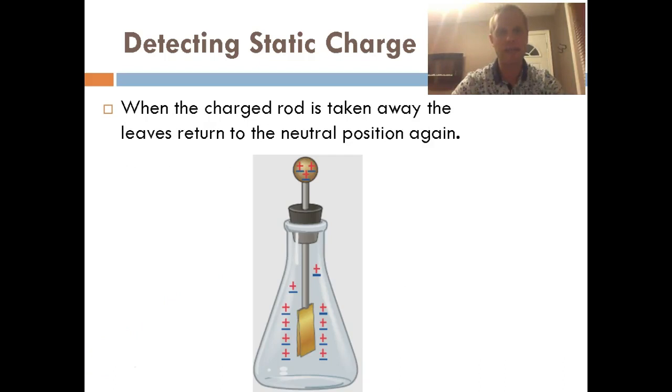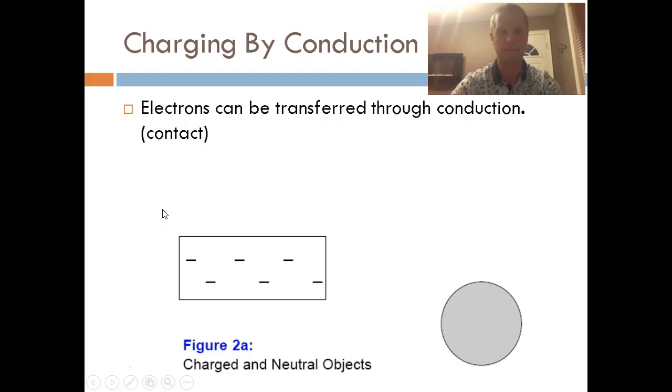When we take that negative charge away, those electrons are no longer pushed down into the leaves. They move back up and distribute themselves equally throughout the electroscope, and it's neutral again. So the leaves just fall back into place.